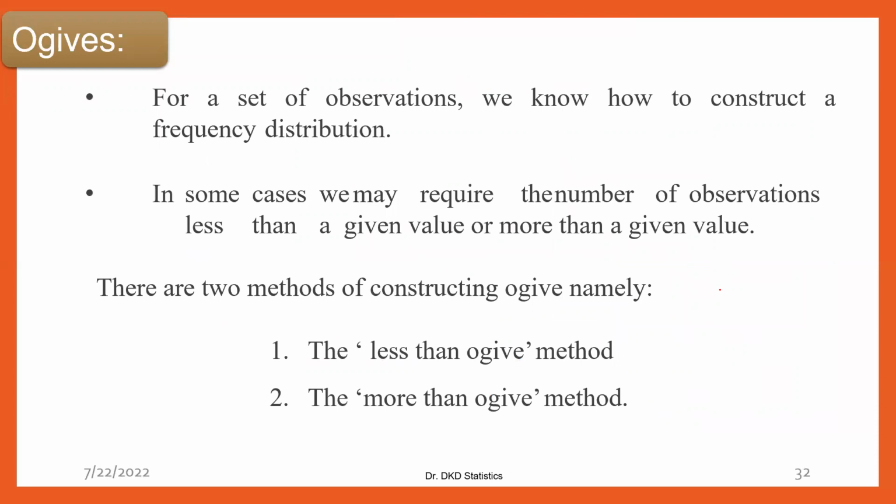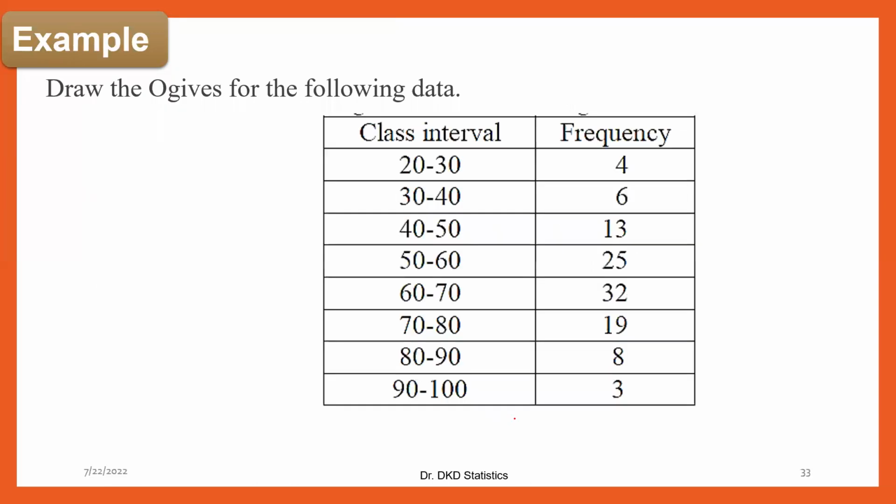So now one last graph, which is known as the ogive curve, as we have discussed during the cumulative frequency. So how do we create less than ogive and more than ogive? For a set of observations, we know how to construct a frequency distribution. We require the number of observations less than a given value or more than a given value. So there are less than ogive and more than ogive. We'll discuss with the help of an example.